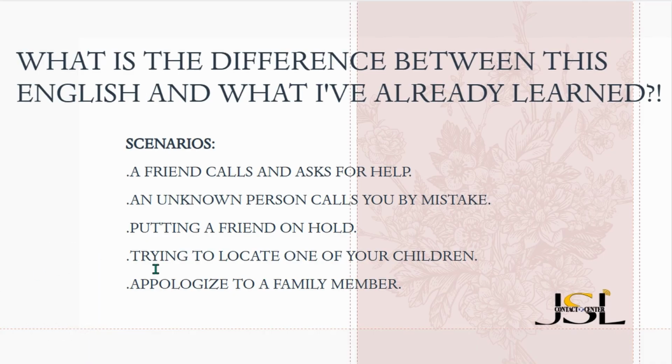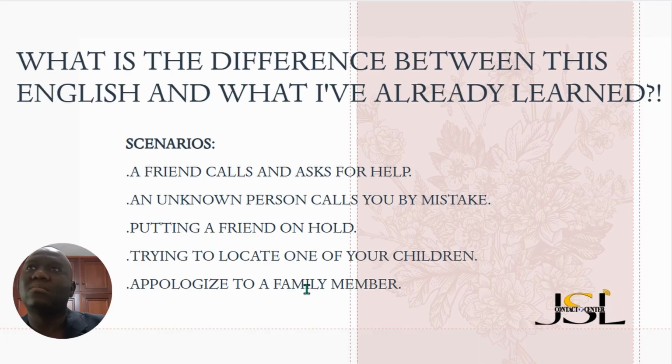Next one, trying to locate one of your children. Let's say you're a parent, you're trying to know what's up with one of your kids. Let's say they were supposed to get back from school at 1:30, it's 1:45. Yeah, you call them. Where are you? Where have you been this long? Why are you not home yet? That's how you would talk to your kids. I mean, in the nicest way, because parents, when they don't see their kids at home when they were supposed to be home, they immediately go into panic mode. Well, some parents can handle this better.